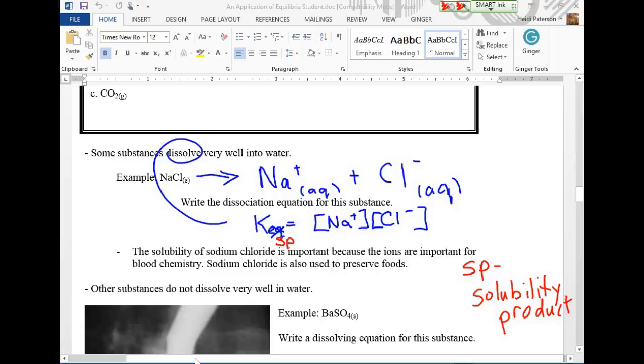We will see several different subscripts for K's. When we go into the acid and base unit, we will see something called Ka and Kb, because we will be writing equilibrium expressions for acids and bases. We color-coded that. If sodium chloride dissolves well into water, do you think we're going to see a high K_sp value or a low K_sp value?